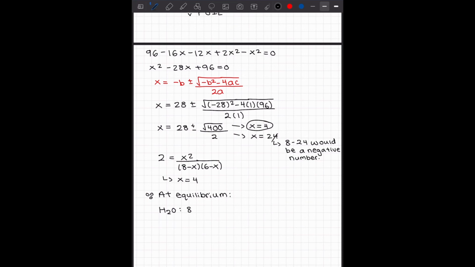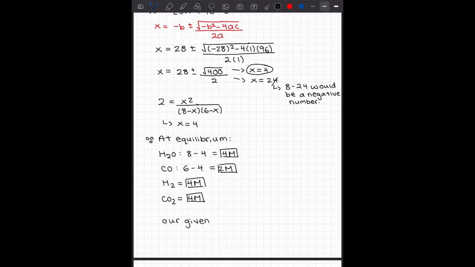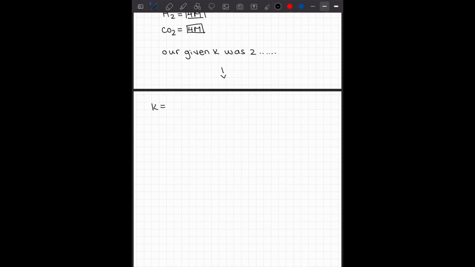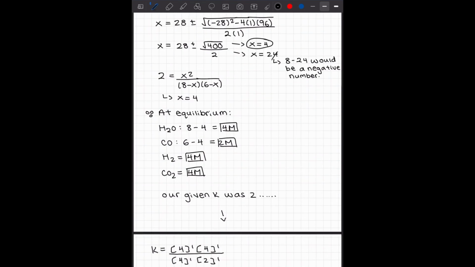So for H2O at equilibrium, we have a value of 4. For CO, we will have a value of 2. And for CO2 and H2, we will have values of 4. Now, we were originally given a K of 2, and we can confirm this and plug back in our values at equilibrium to see what we end up with. And as you can see here, we end up with the same K. So it's clear here that even though the concentrations do change, the K value stays constant.